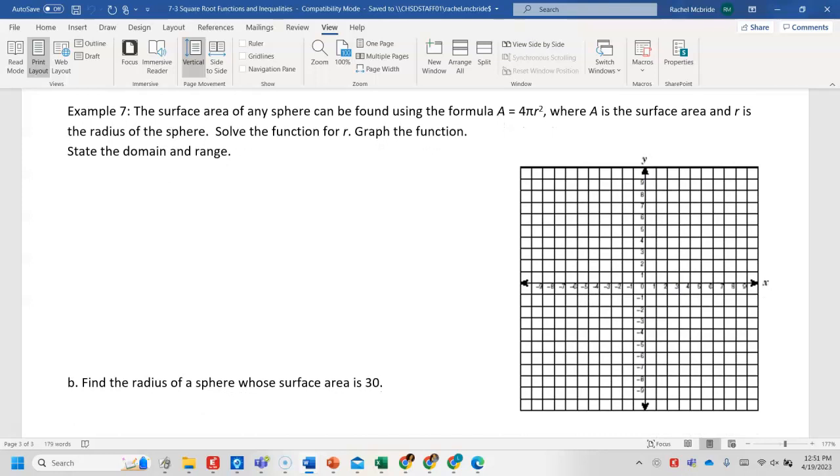So it says the surface area of any sphere can be found using the formula A = 4 pi r squared, where A represents surface area and r is the radius of the sphere. Solve the function for r and then graph it to state the domain and range of that radius.